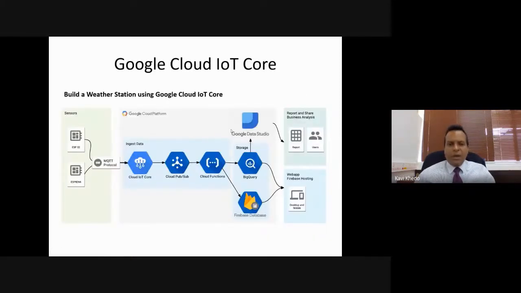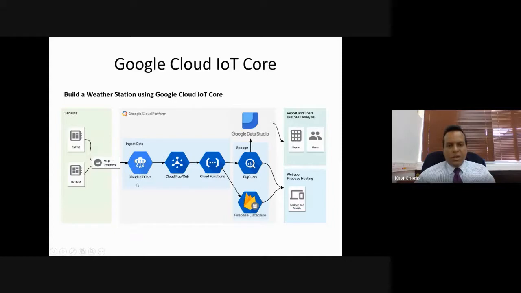This is another example, building a weather station using Google Cloud IoT Core. Here these are using ESP32 and ESP8266, showing you that it is using different kinds of hardware. These are microcontrollers. If you have done your assignment, you know these are microcontrollers using the MQTT protocol in order to connect eventually to the cloud.